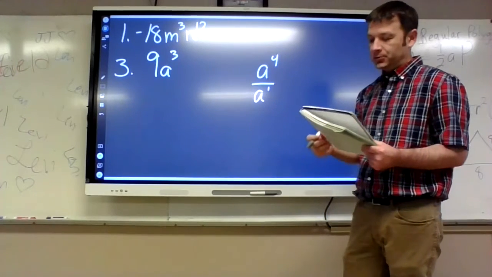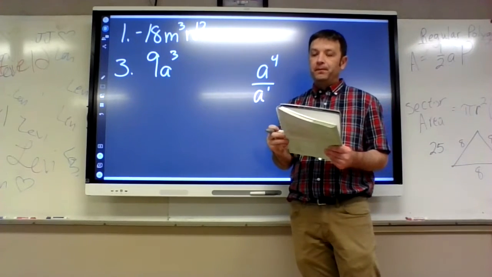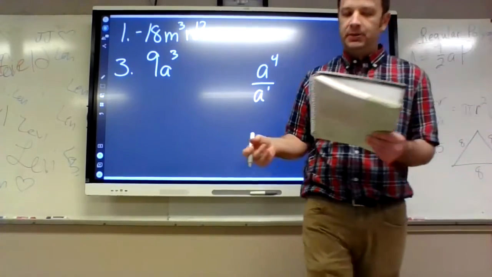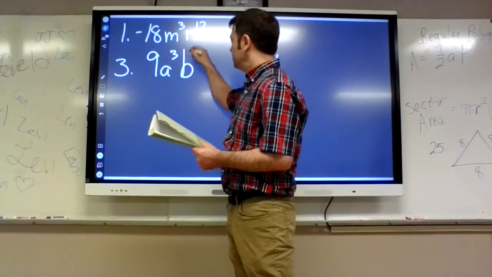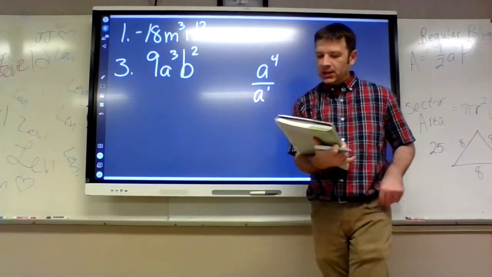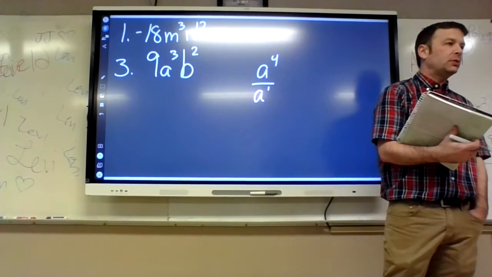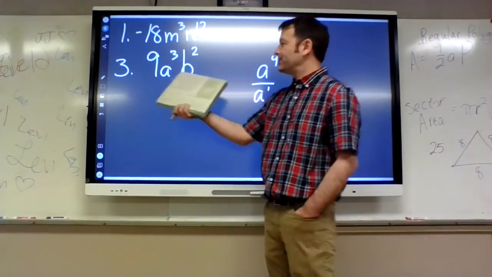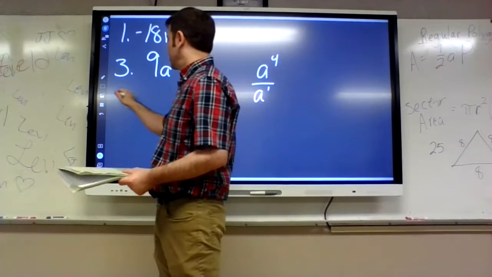Subtract. 4 minus 1. This isn't due tomorrow, right? Due Friday. b^3 divided by b is b squared. Okay, c^2 divided by c^2 is c to the 0, which is 1, which just disappears. Okay, c's go away.